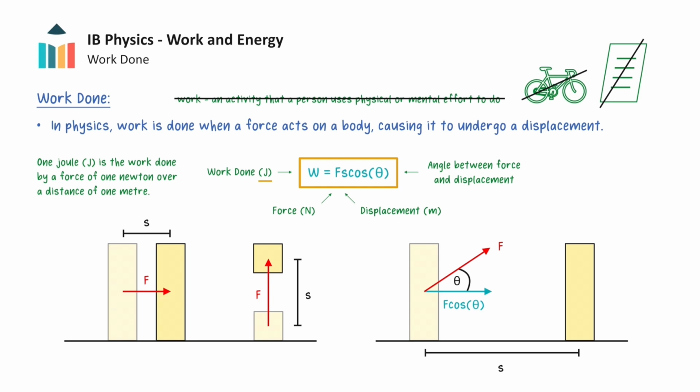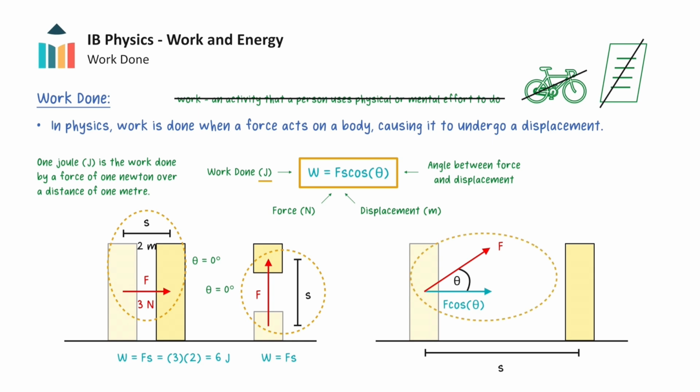From this definition, if force and displacement act in exactly the same direction, such as in these two examples, θ will be equal to 0 degrees. So cos θ will be equal to 1, and the equation for work done reduces down to W = Fs. For example, if a force of 3 newtons pushes a box for 2 meters, the work done will be 6 joules. Moreover, if force and displacement are at an angle to one another, the perpendicular component of the force, F sin θ, does no work on the body.